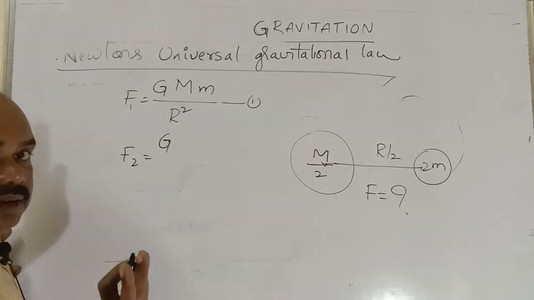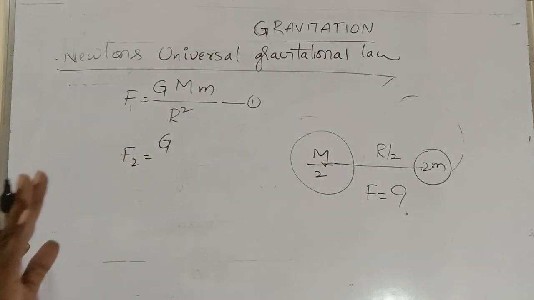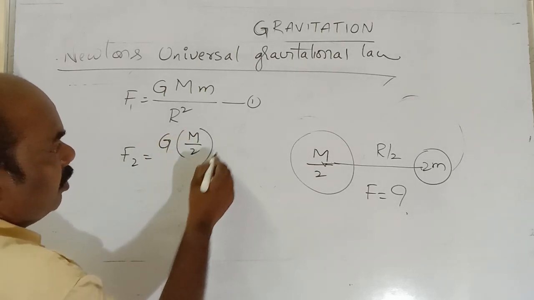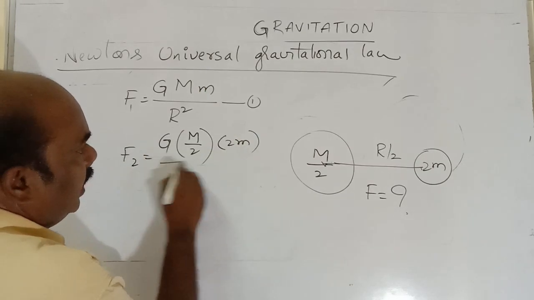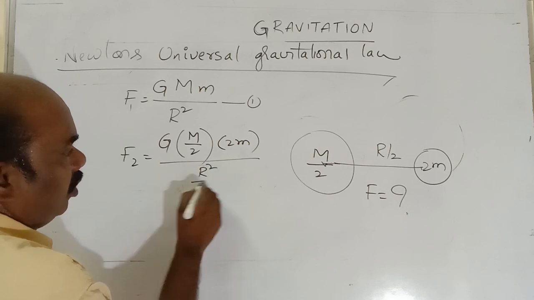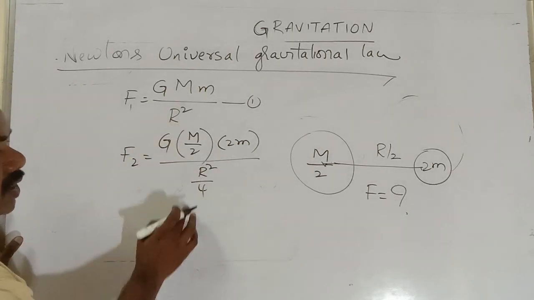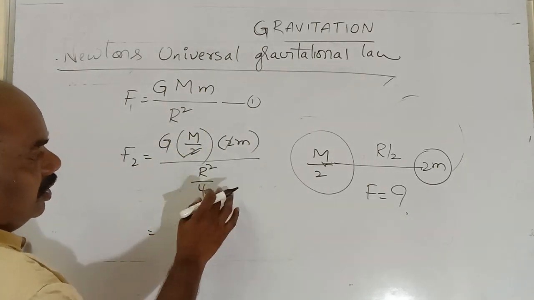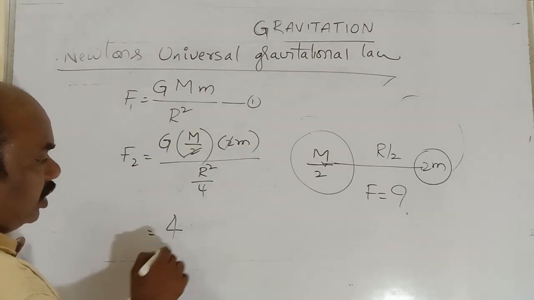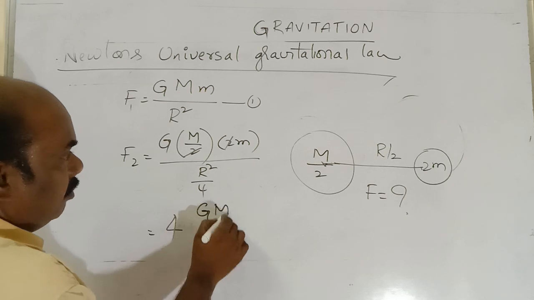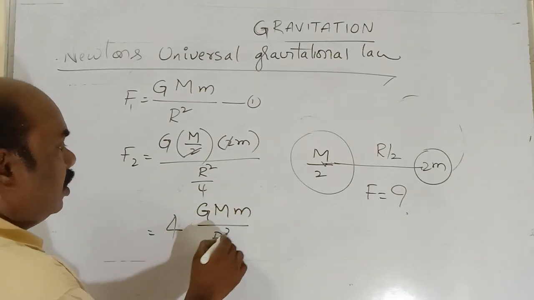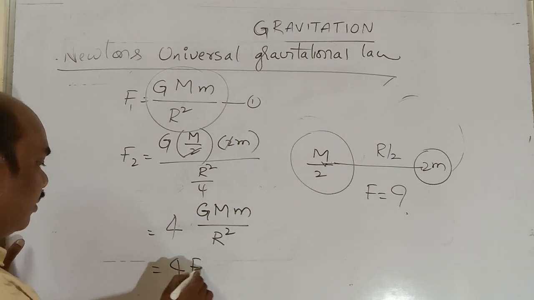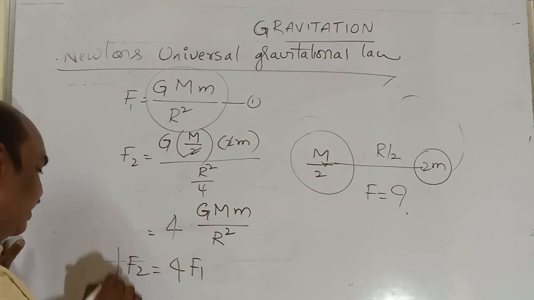G does not change. Universal gravitational constant is always constant. Capital M is nothing but M by 2, small m is nothing but 2m, r is nothing but r by 2, square, so that r square by 4. All constant values keep aside. 2 cancels, this 4 goes into the numerator. What is G m1 m2 by r square? F1. So this is nothing but 4 times F1. That is the answer.